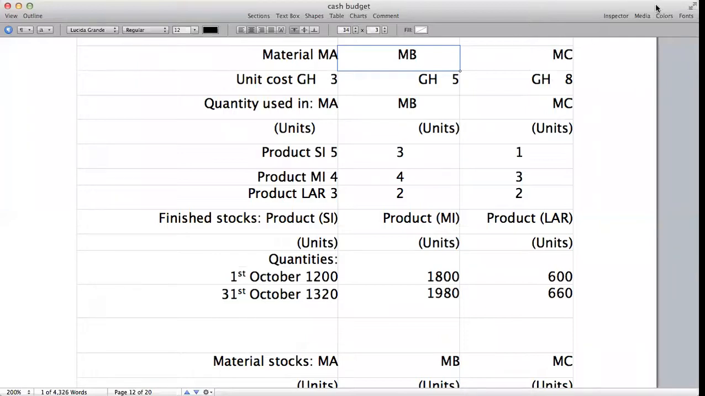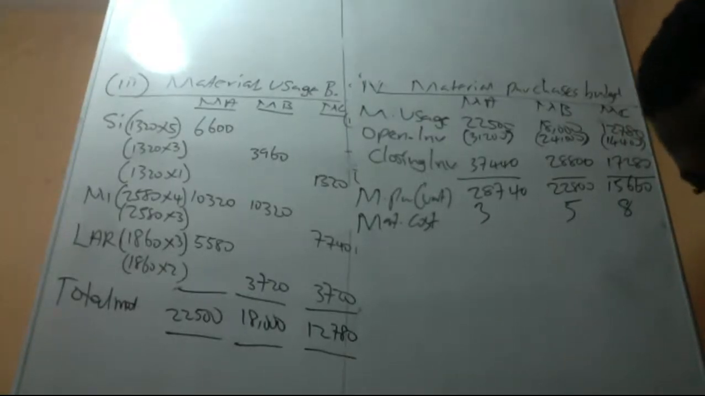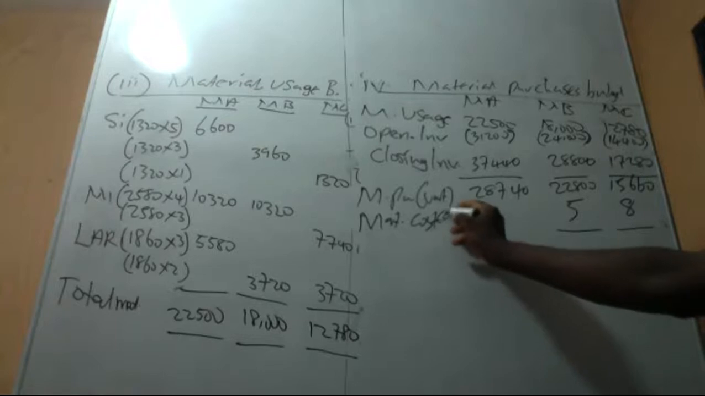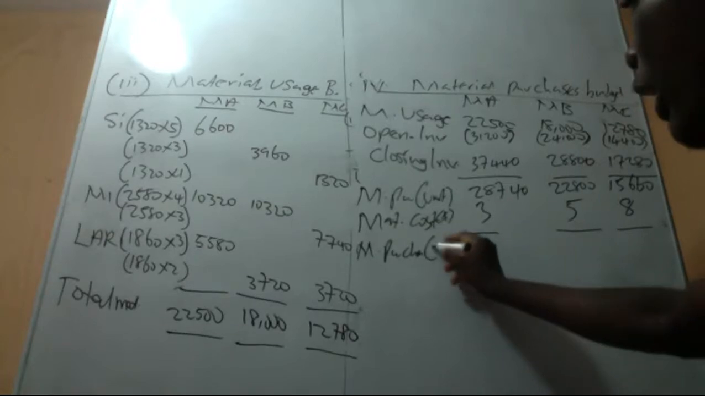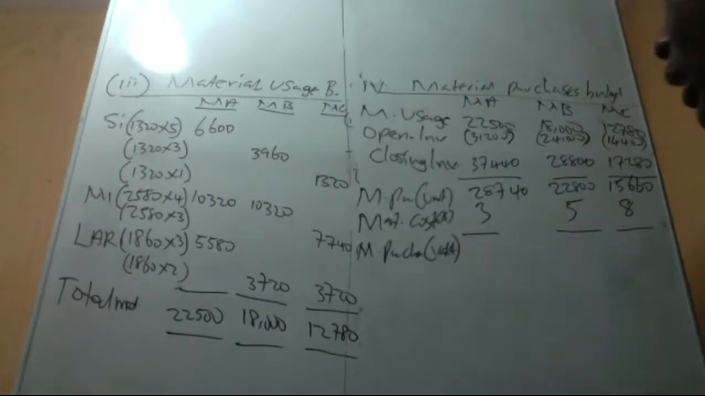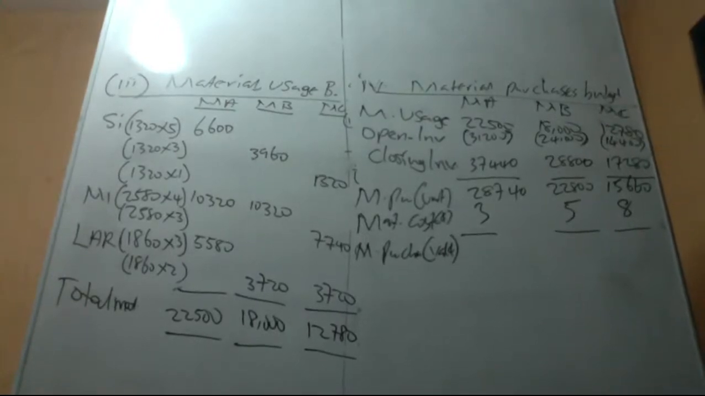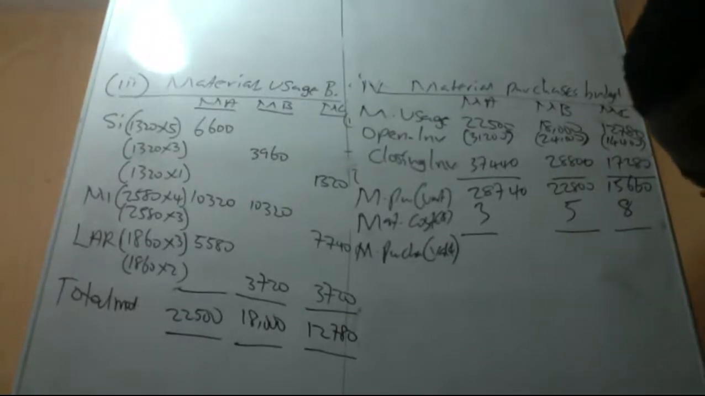So that is it. What do you do again? Let's do the multiplication and then you are fine. Good, so that is it. Now what do you think will be the value? So this is the value. So this one is in cedis. So material purchases in brackets value of Ghana cedis. So that will give us 28,740 by 3. So times 3.